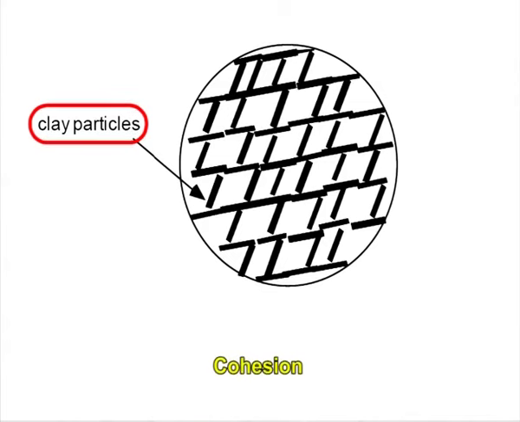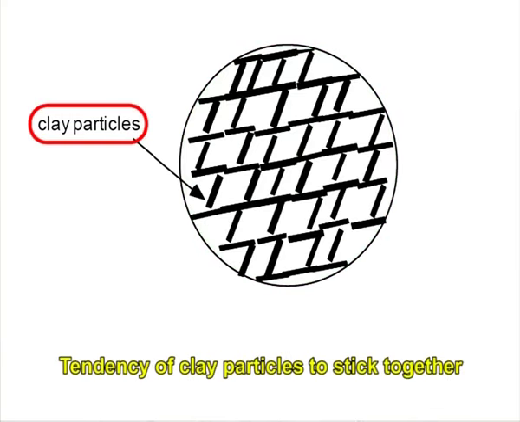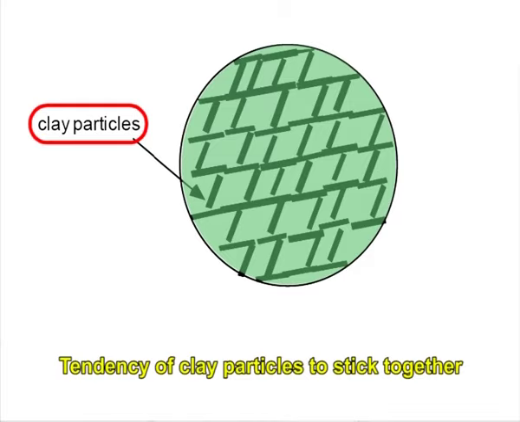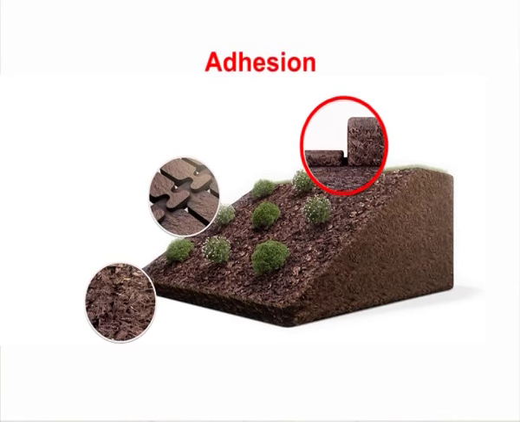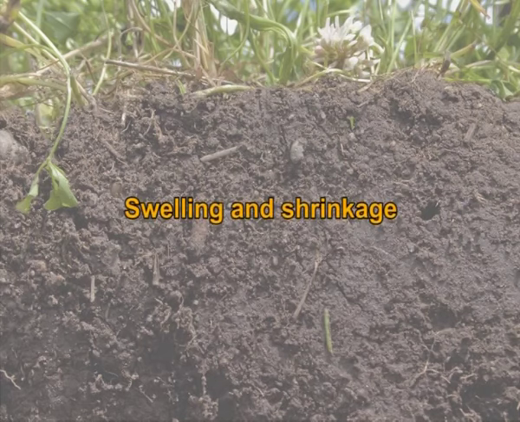Cohesion. Cohesion is the attractive force between similar molecules or materials. It indicates the tendency of the clay particles to stick together. Adhesion. Adhesion is the attractive force between different molecules or materials. Adhesion refers to the attraction of colloidal materials to the surface of any other body or substance which it comes in contact with.